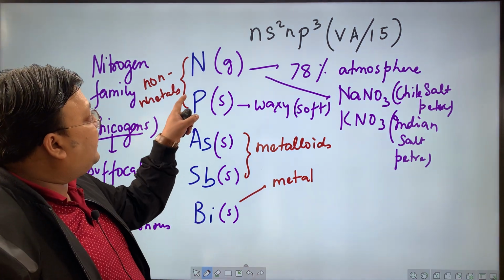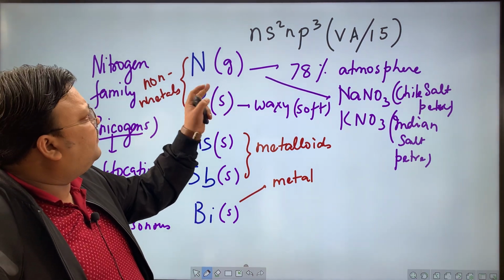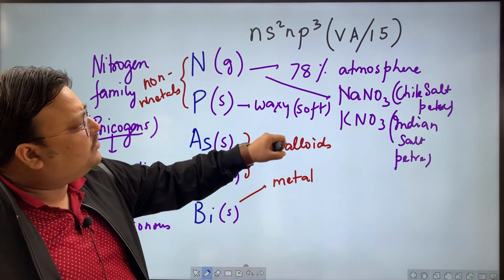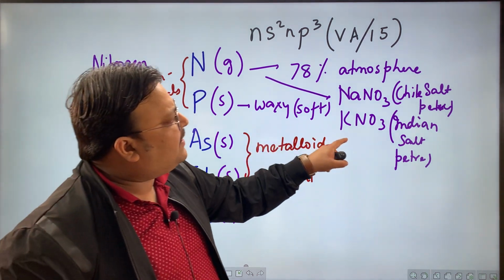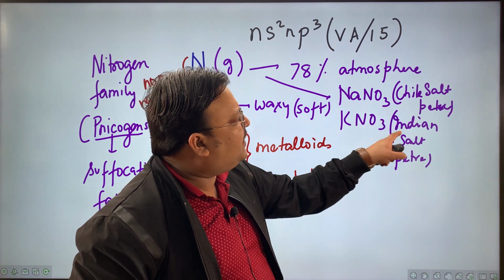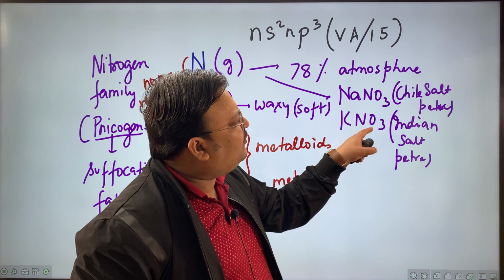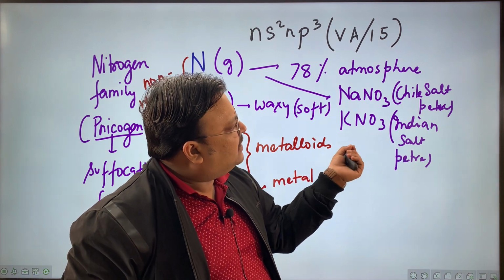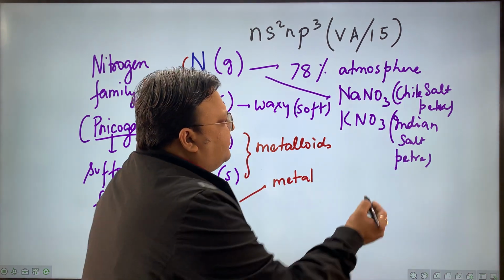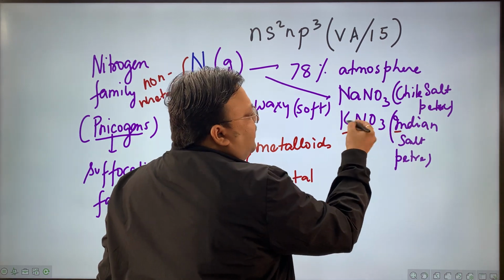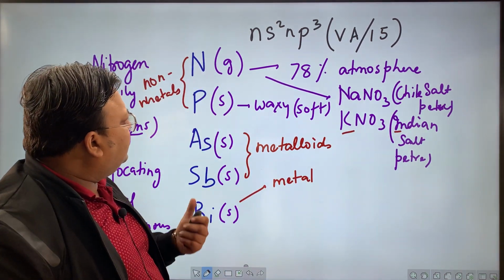I was talking about nitrogen. 80% of the atmosphere is almost nitrogen. The mineral sources are sodium nitrate and potassium nitrate, because the name Chile saltpeter and Indian saltpeter is also given in NCERT. Somewhere you will want to recall that KNO3 is the Indian saltpeter, alphabetical order I, J, K. This could be an easier way to recall that potassium nitrate is Indian saltpeter.